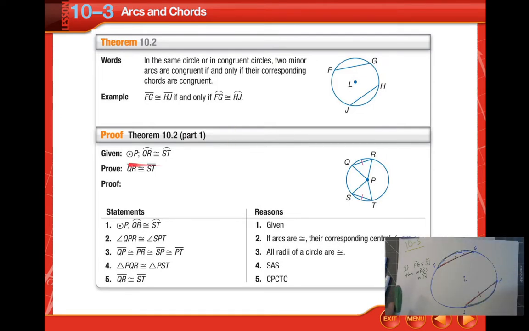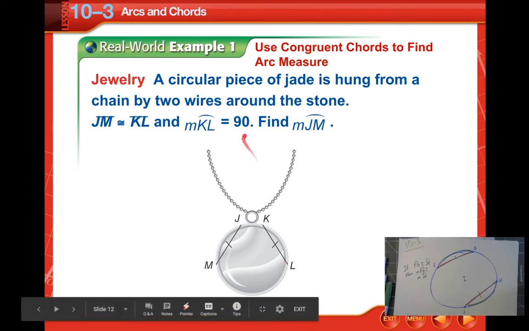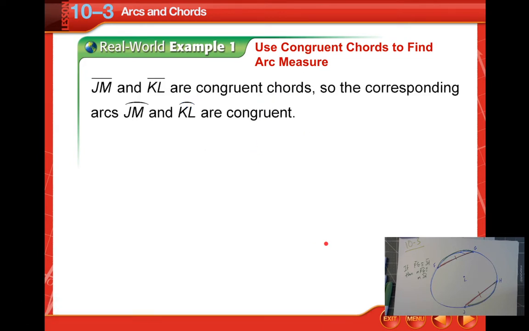This is the proof to show you how they got there. Hopefully you take a minute to just look at it, see if you can follow along. I bet you probably can, more than you think. So we have a circular piece of jade hung from a chain by two wires around the stone. We're given JM and KL match. Those are the segments. And the measure of KL is 90. Since we know that, we know JM is going to be 90 as well. Simple as that right now. But it always starts off that easy, but doesn't ever stay that easy.